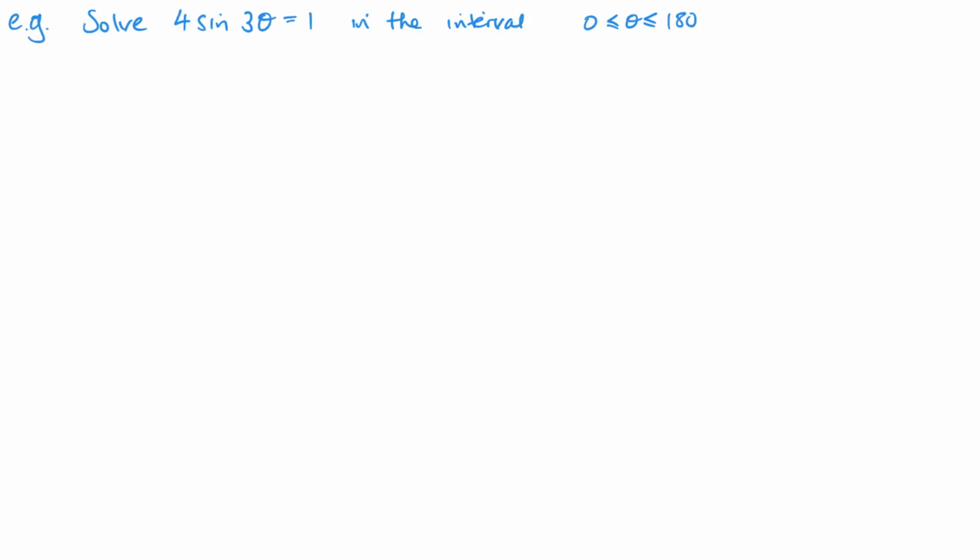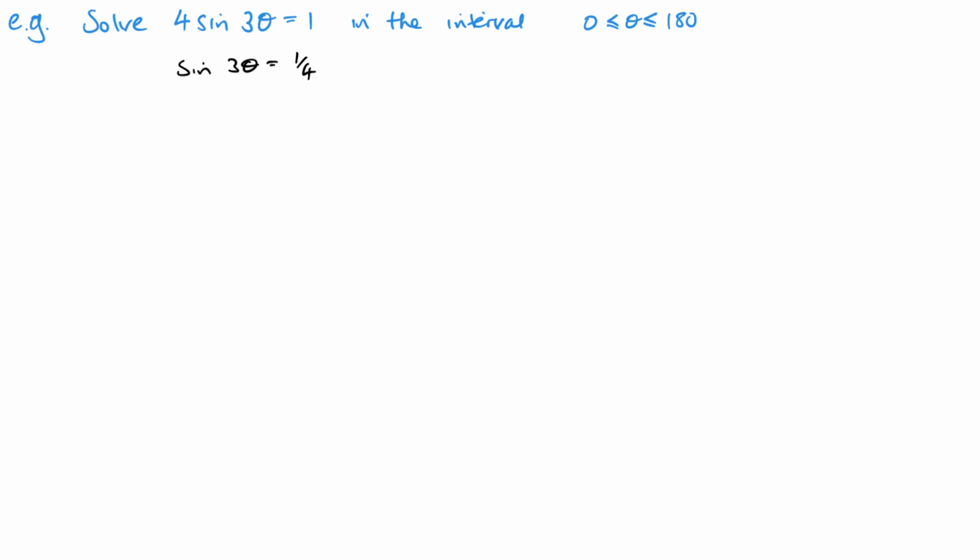So here's our first example. Solve 4 sine 3 theta equals 1 in the interval from 0 to 180. So first we want to make this sine 3 theta equals 1/4. And then what I want to do is replace the 3 theta by another letter.